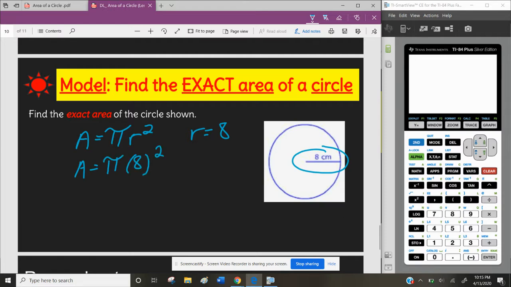Now the only part that's being squared here is 8. Again, you can do that in your calculator. 8 times 8 is 64. So we're going to have 64 pi as our exact answer. Again, I didn't round this. This is exact.